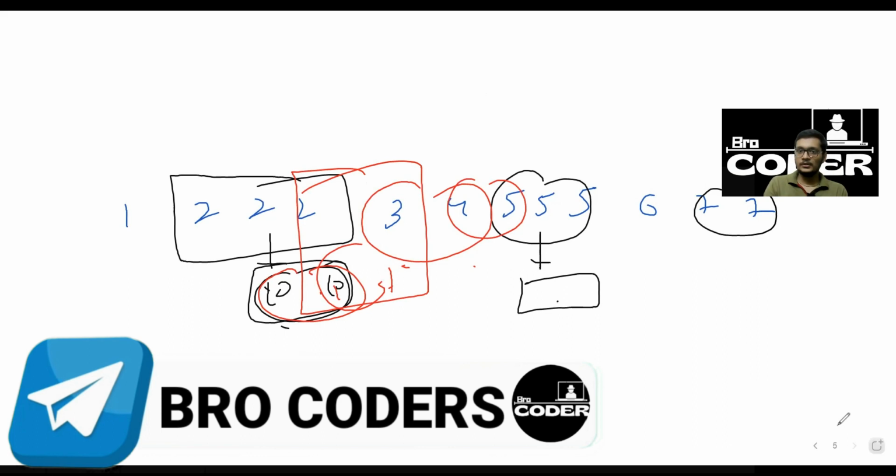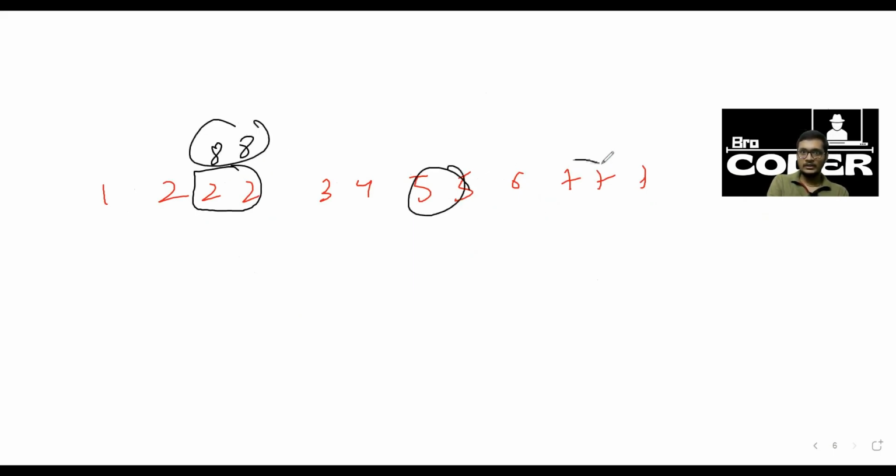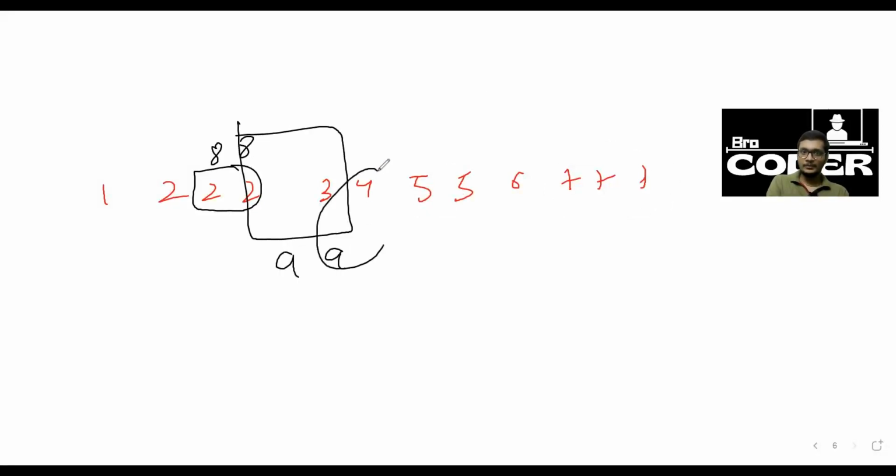Let's take an example: 1, 2, 2, 2, 3, 4, 5, 5, 6, 7, 7. I am saying that make them, let's say, 8, 8. Okay. Now we have this same, this also same. What can I do? I can take this and make them 9, 9. Right. Now I can take this and make them again 1, 1.